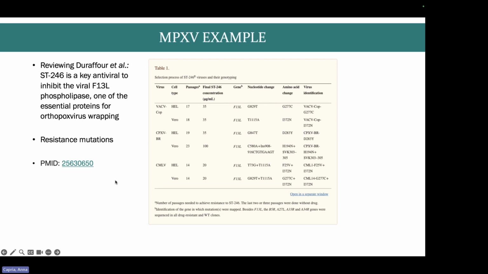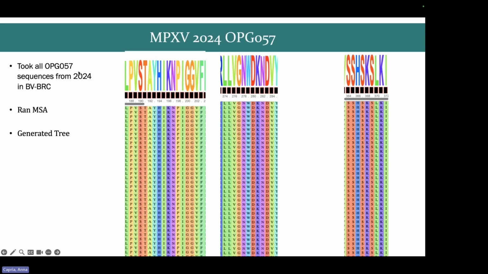But as I was putting together a data set, I reviewed some of these positions to see if we saw any changes in the monkeypox virus 2024 sequences. So I took all of the OPG057 sequences from 2024 in the BV-BRC. I ran a multiple sequence alignment and generated a tree.